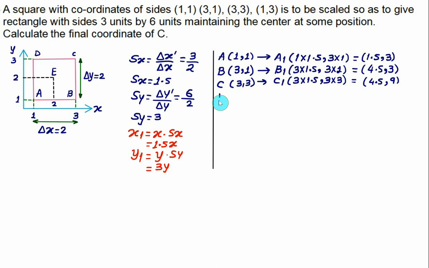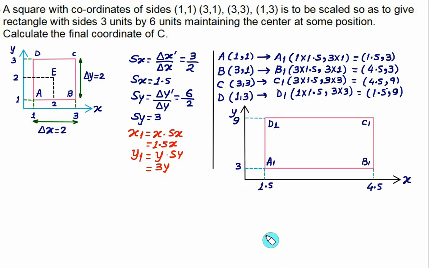And D, which is originally equal to 1, 3, will become D1. 1 into 1.5, and we have 3 multiplied by 3, so it is 1.5, 9. So let's represent here the modified rectangle A1, B1, C1, D1. Now check here, 4.5 minus 1.5 will be equal to 3 units. 9 minus 3 is equal to 6 units. This figure is not to scale.